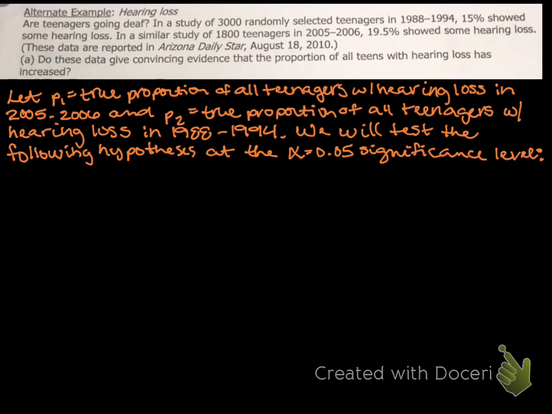So what are my two hypotheses? Well, the null hypothesis is always a statement of no difference, so P1 equals P2. And in this question it says, is there evidence that it has increased? So we're going to say P1 greater than P2.